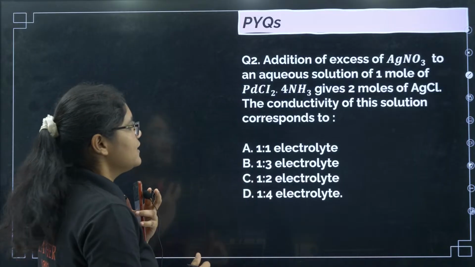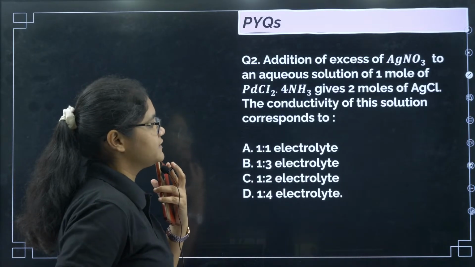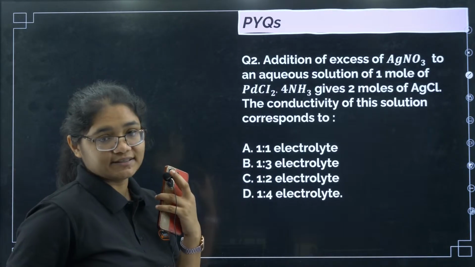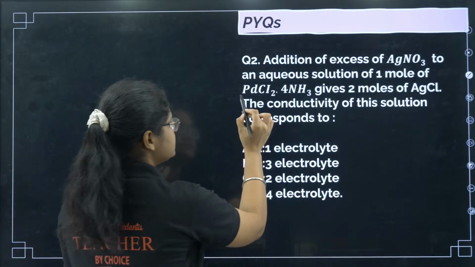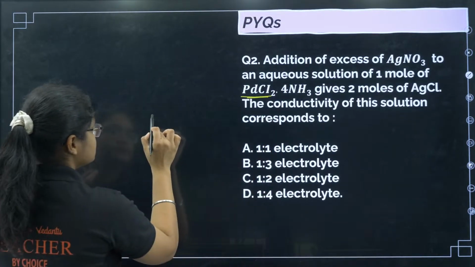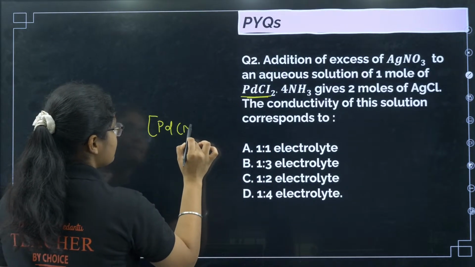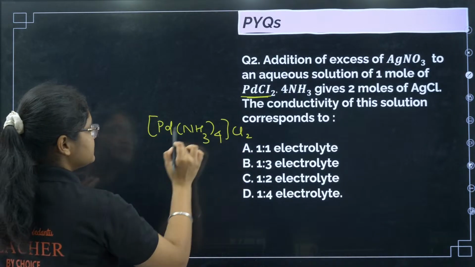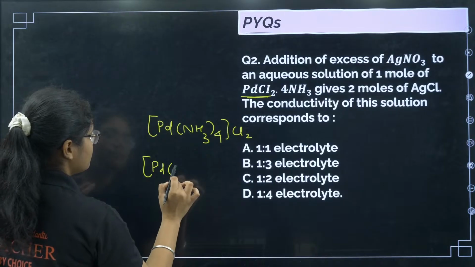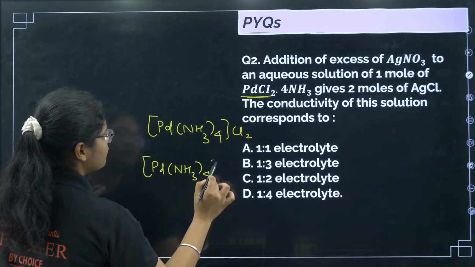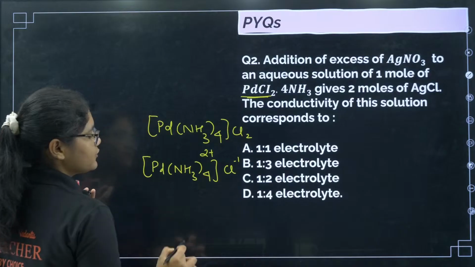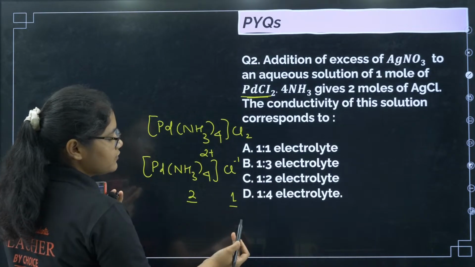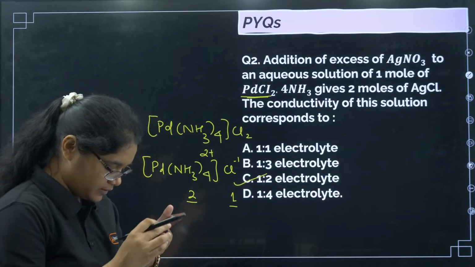Can we answer this question? Addition of excess of AgNO3 to an aqueous solution of 1 mole of PdCl2.4NH3 gives 2 moles of AgCl. So 2 moles of AgCl is formed. That means 2 chlorine should be outside. So what is the formula of the compound? [Pd(NH3)4]Cl2, with Cl2 outside. Now if I write this in ionic form, it will be [Pd(NH3)4]2+ and Cl-. So the cation charge is 2, the anion charge is 1, so it is a 2:1 or 1:2 type electrolyte. So option number C here.